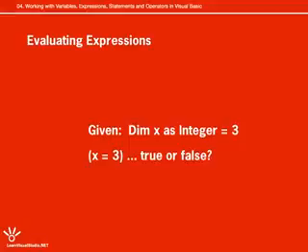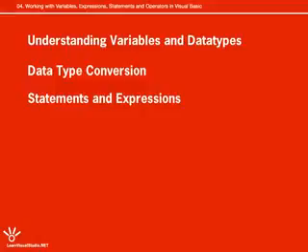And let's do one last one. Given that Dim y As Integer is initialized to the value of 4, is y not equal to 3? Is that true or false? That's obviously true. 4 is not equal to 3. Okay, so I think you get the idea, and this is going to be important. It might seem so obvious, but we're going to use this in the next lesson quite a bit.